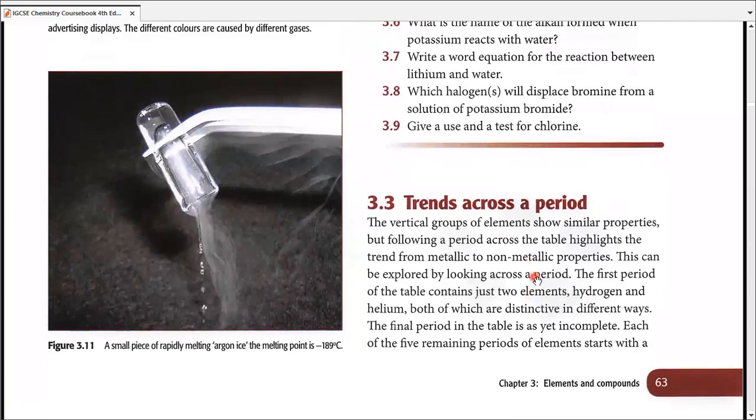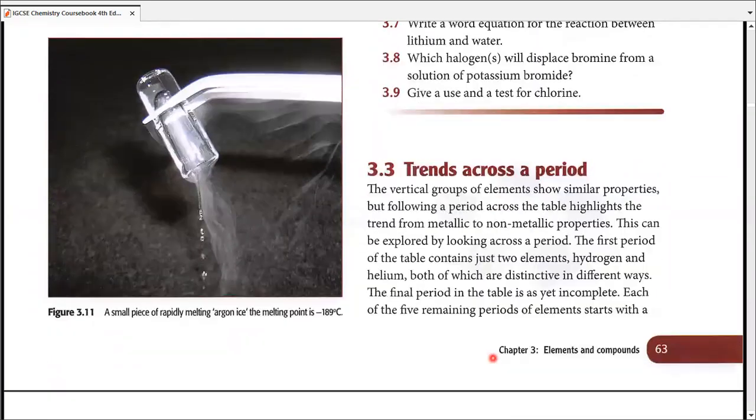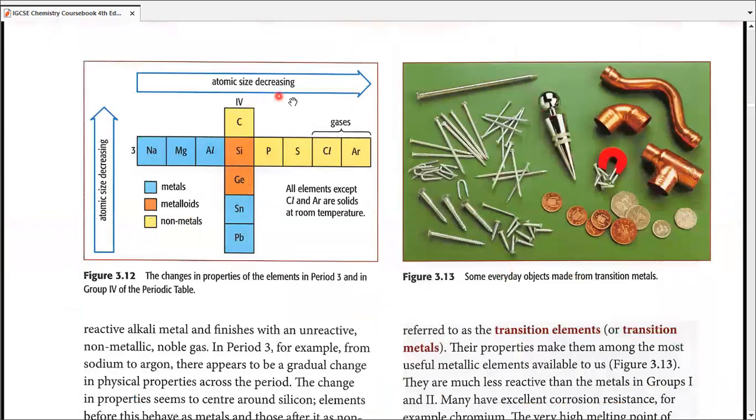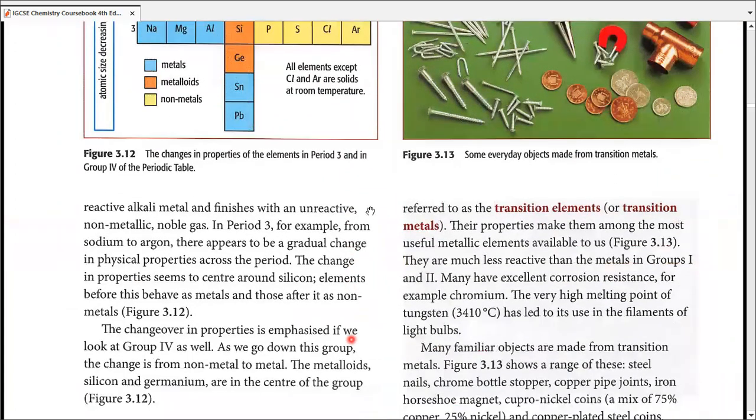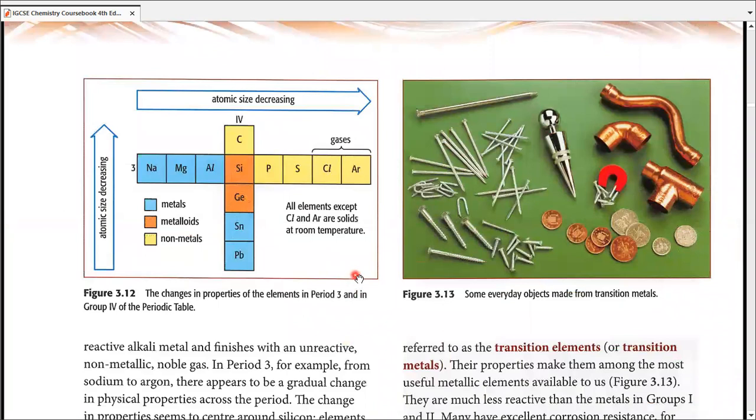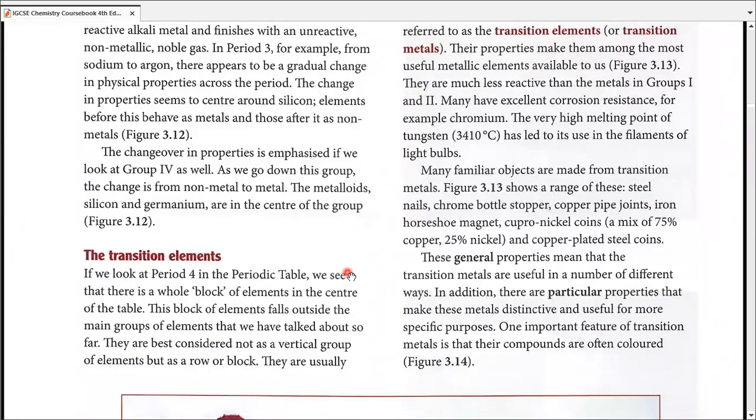Moving on, trends across a period. Now, for a period, we do understand that atomic size decreases. We do understand the metals are usually converted into non-metals moving from left to right. As you can see, all your metals are on your left and all the non-metals are on your extreme right of the periodic table. So most of the period-based properties are something that we have already studied. I don't think this needs a complete explanation because I've already explained it a couple of lessons earlier.